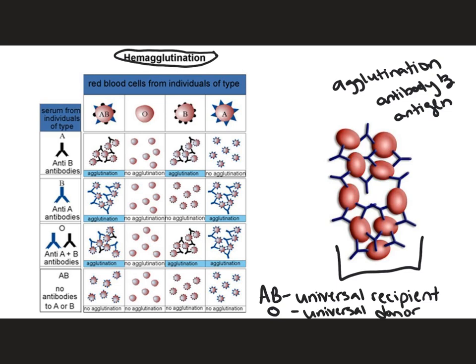Because type O lacks antigens on its cell surface, it can be given to any type of blood without the reaction, because no matter what antibody anybody has, since there are no antigens on the surface of the O, there's no reaction. There's not going to be any reaction. So type O is the universal donor, can be given to anybody. Type AB can receive any of these.